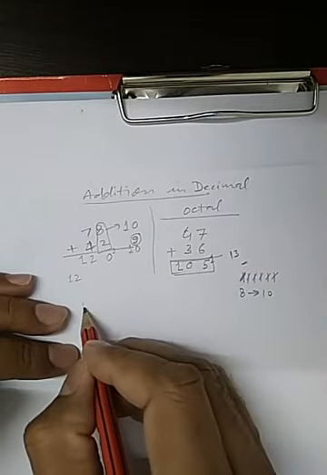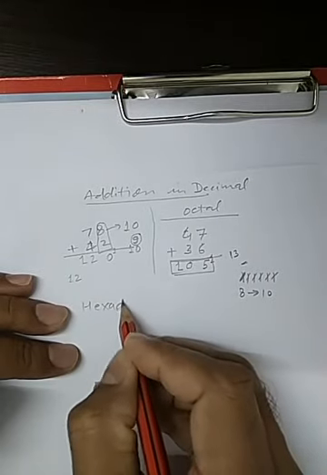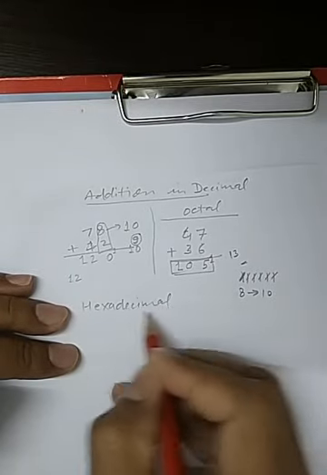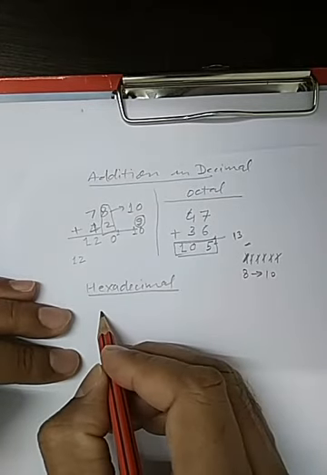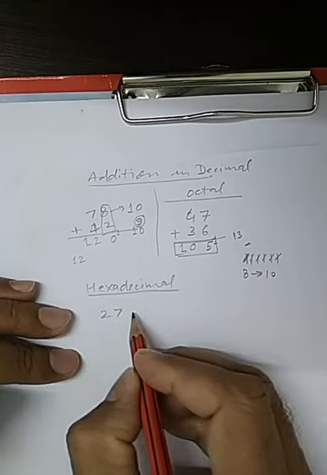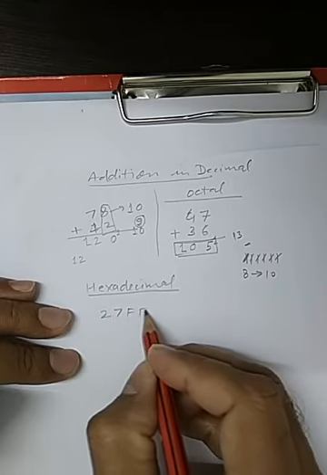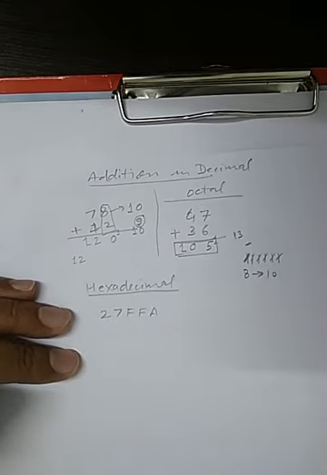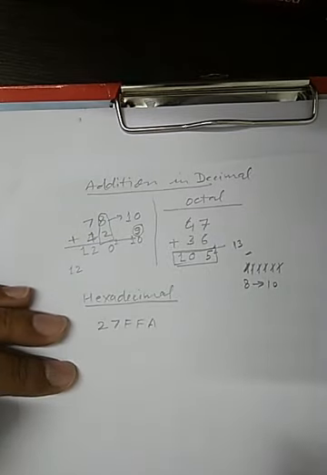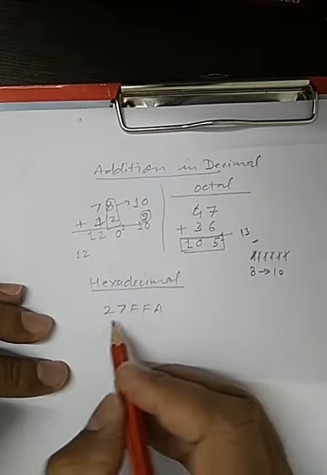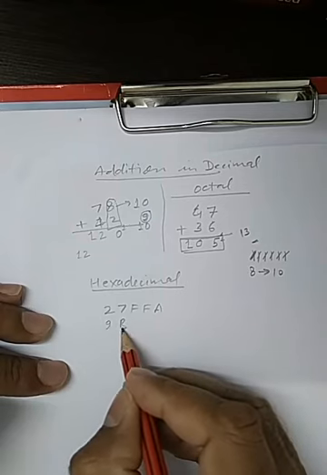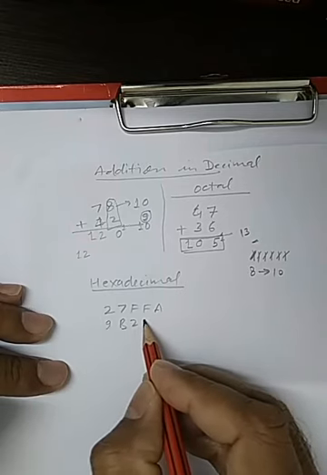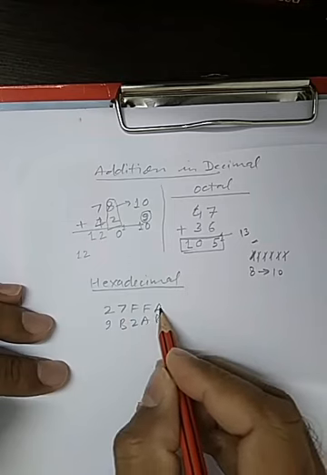Similarly, in hexadecimal, what we are doing is, let us take some number 27FEA. Let us add this with 9B2AB.